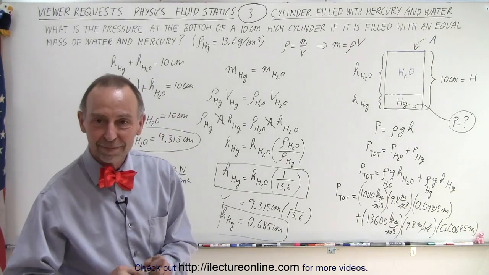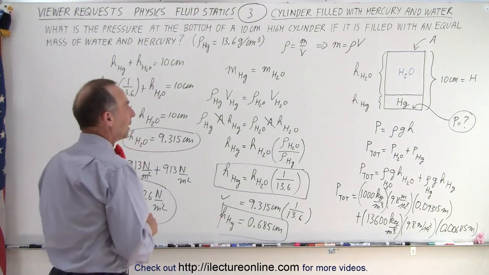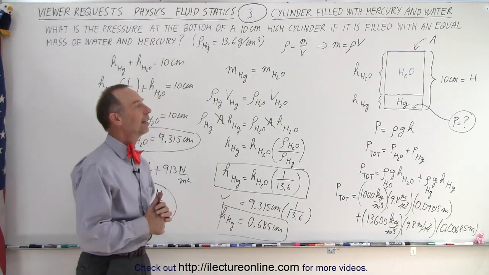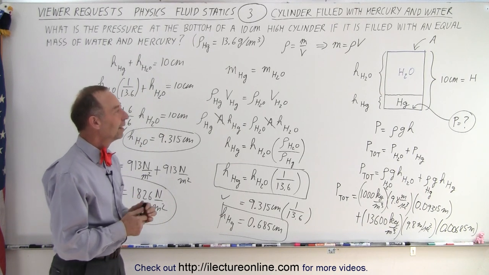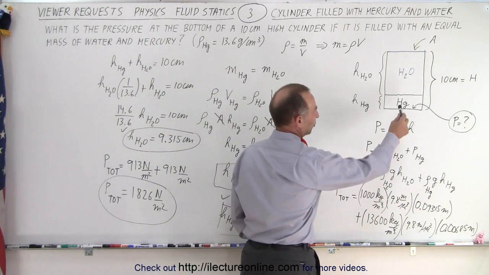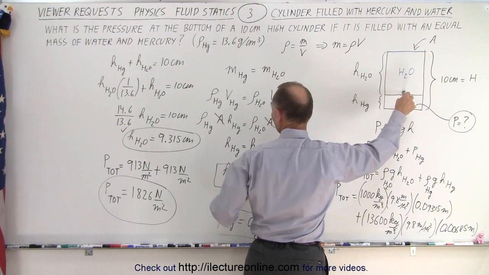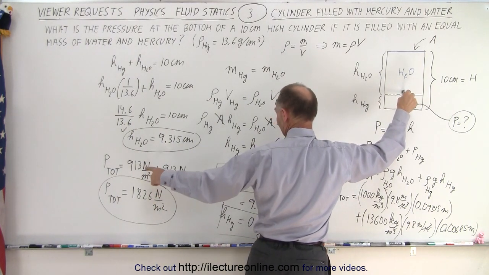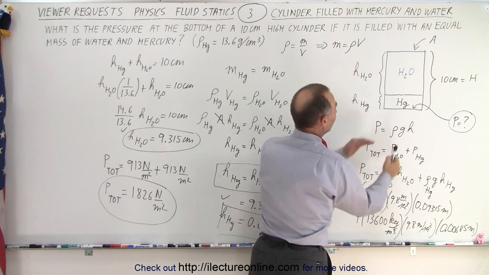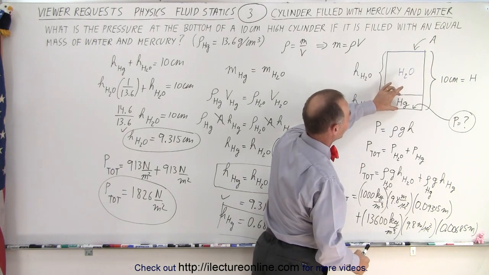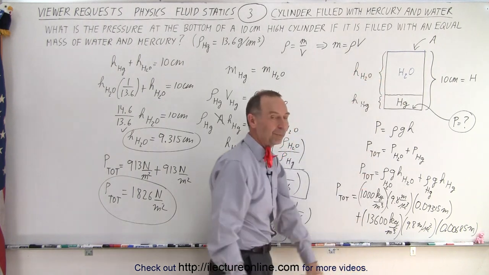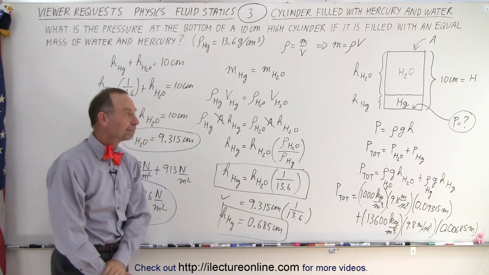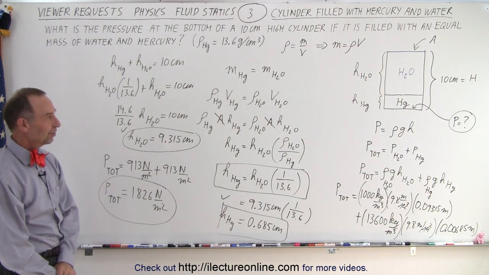So the pressure of the water before it hits the mercury is 913 newtons per square meter. Correct. So the pressure at this location right here is 913 newtons per square meter. And then if we ignore that, the pressure by this amount of mercury is also 913 newtons per square meter. Combined, you simply double it. Yep, that's an interesting problem.